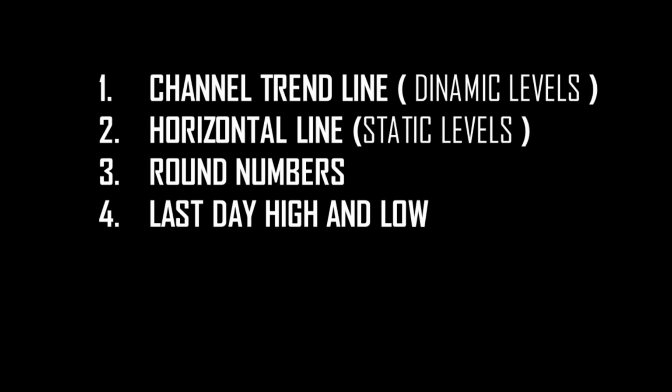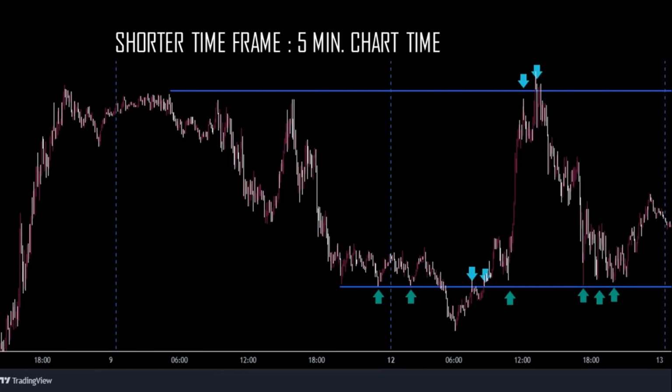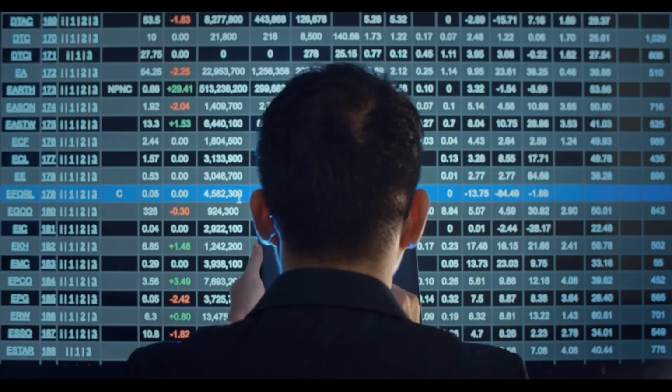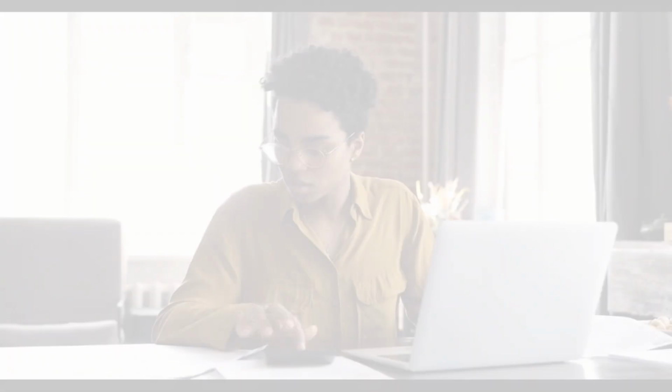The next important level is the last day's high and low. Before starting a trading day, it is better to draw these lines by looking at the last day's high and low. This particular support and resistance level works especially in fast scalping and shorter time frames like 5-minute or even 1-minute. As you can see, there are numbers of precise reactions to these zones. A successful trader will optimize and increase his outcome by utilizing these critical points together.